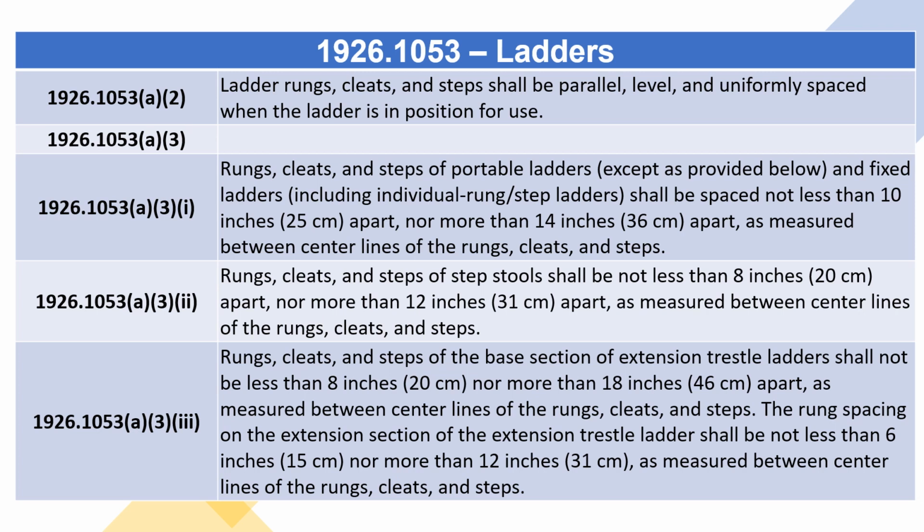Rungs, cleats, and steps of the base section of extension trestle ladders shall not be less than 8 inches (20 centimeters), nor more than 18 inches (46 centimeters) apart, as measured between center lines of the rungs, cleats, and steps. The rung spacing on the extension section of the extension trestle ladder shall be not less than 6 inches (15 centimeters), nor more than 12 inches (31 centimeters), as measured between center lines of the rungs, cleats, and steps.